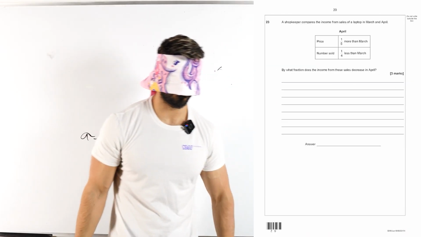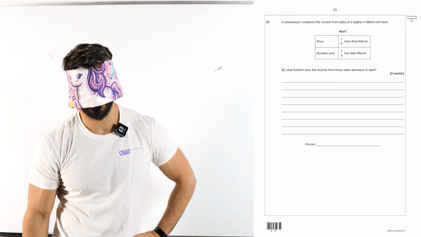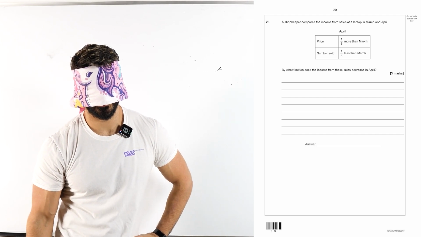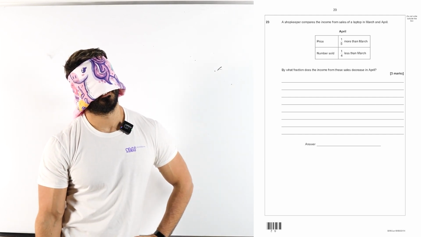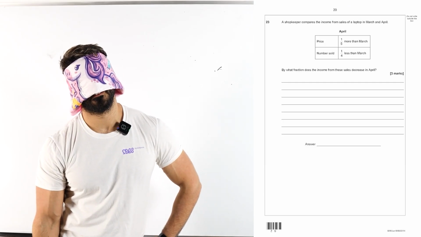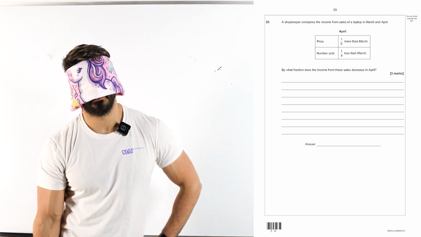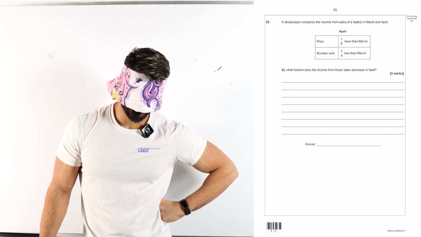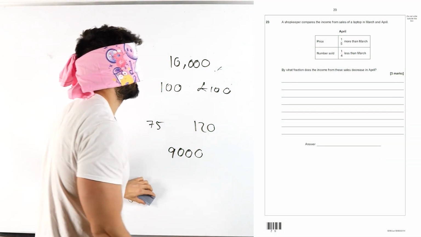A shopkeeper compares the income from sales of a laptop in March and April. In April, the price is 1/5 more than March. The number sold in April is 1/4 less than March. By what fraction does the income from these sales decrease in April? A tenth. Okay, let's go.